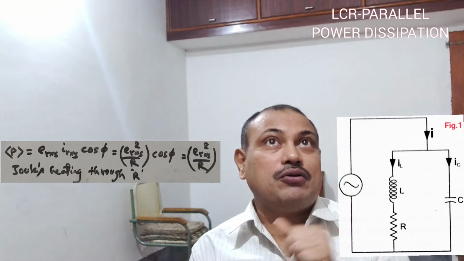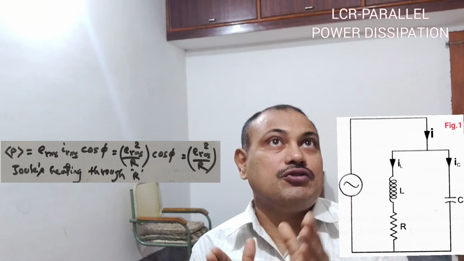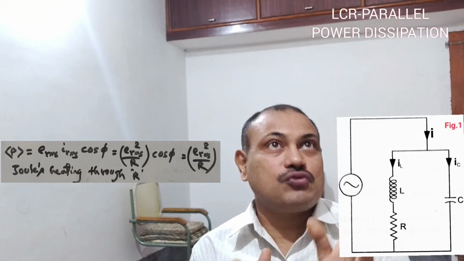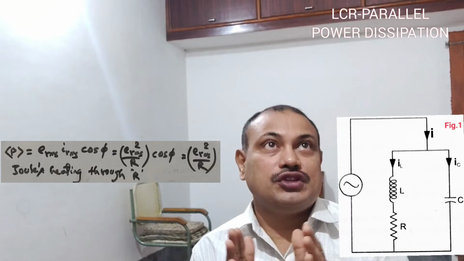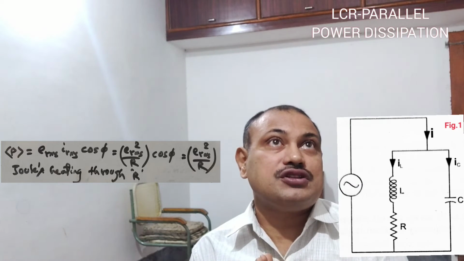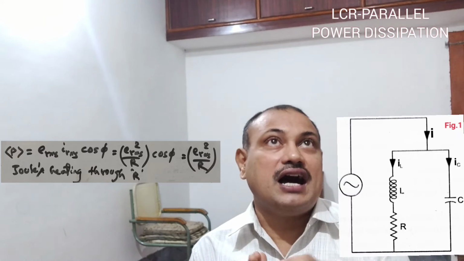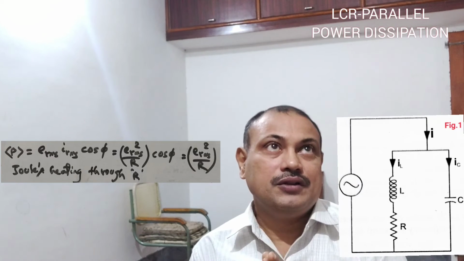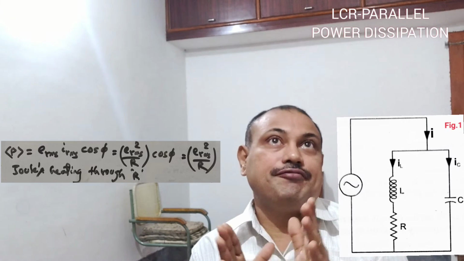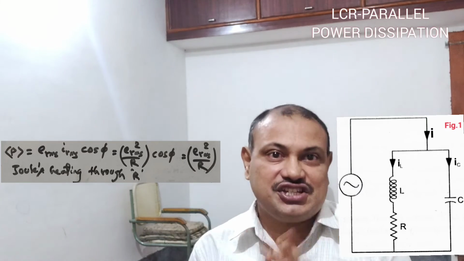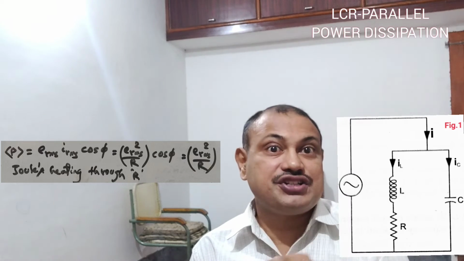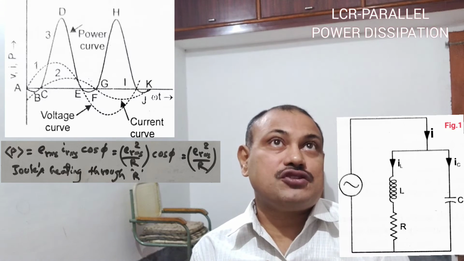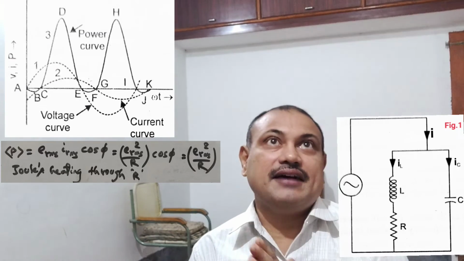Therefore, the average power dissipation we can write as P average equal to E RMS I RMS times cos phi. That can also be written as E RMS square upon R times cos phi. So this average power dissipation will be simply equal to E RMS square by R at resonance frequency, because cos phi at resonance is equal to 1, which is the maximum value, in the form of joule heating through the resistors. That means at resonance, the power dissipation appears only on the resistors. The power distribution curve is shown accordingly in the diagram.